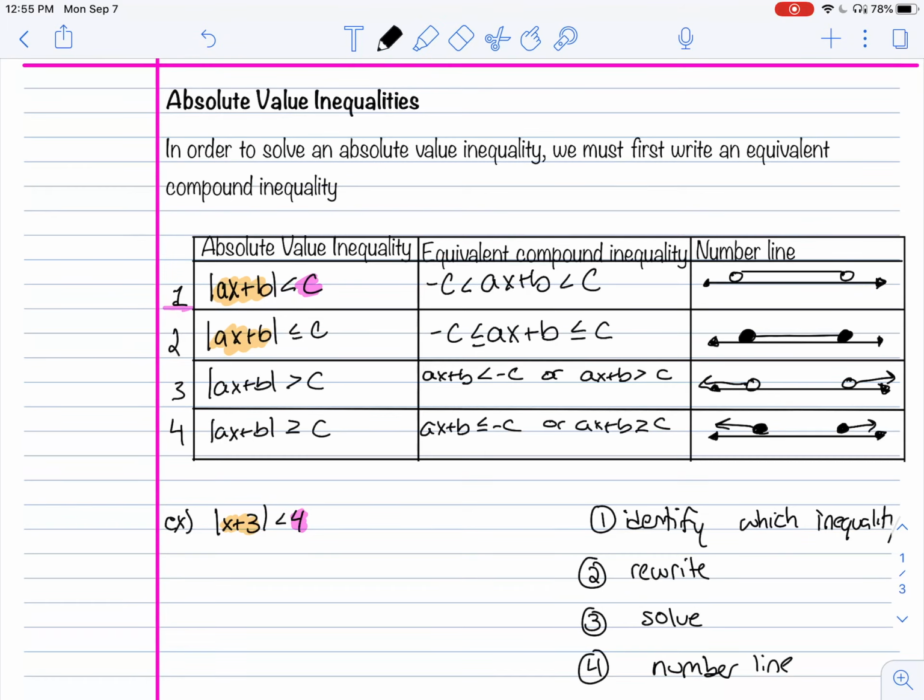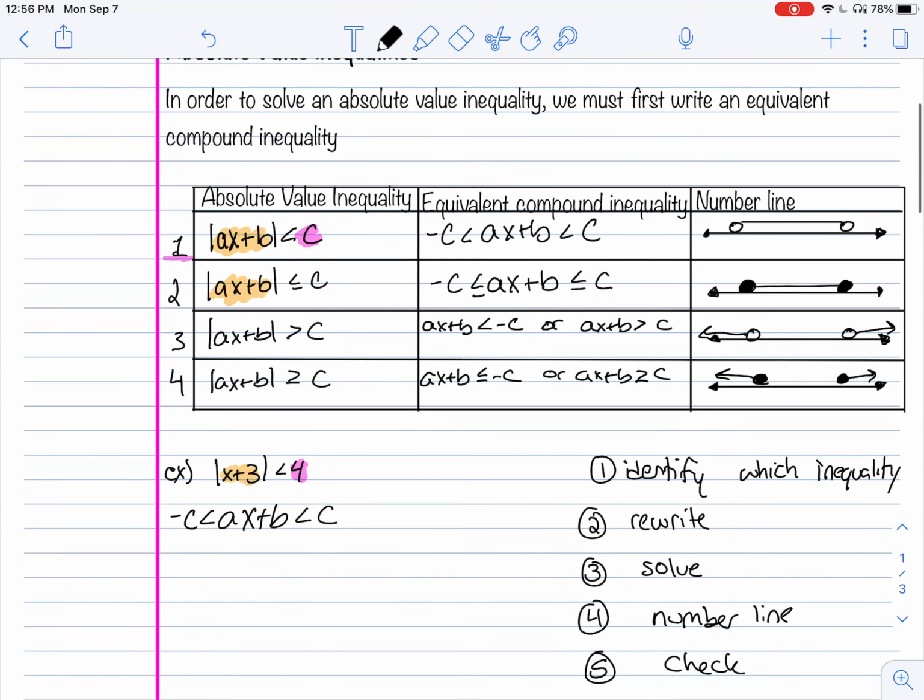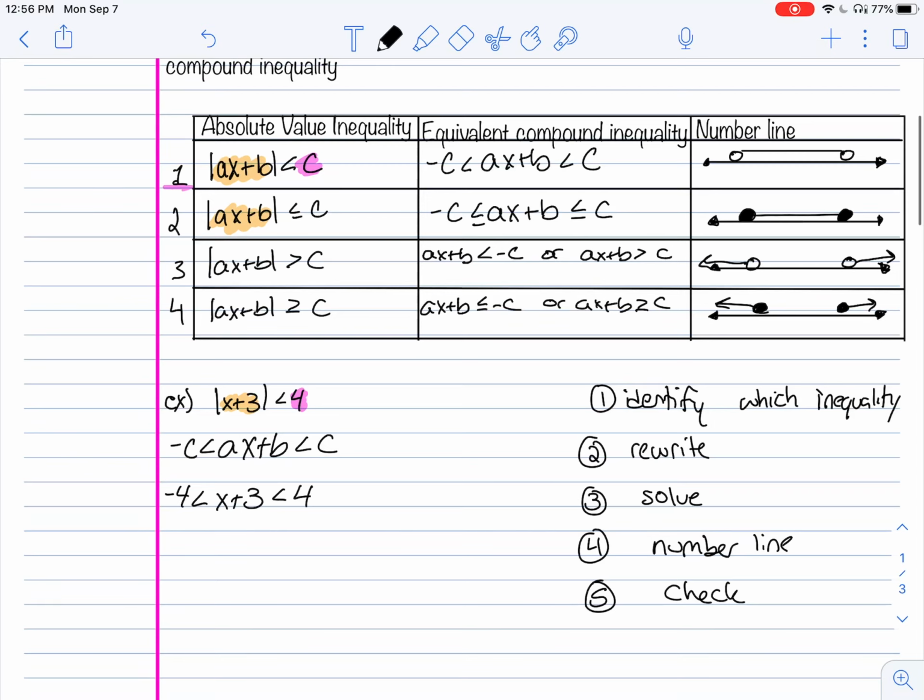So what I have to do right now is rewrite this. My c value is 4, so I have negative c less than ax plus b, which is less than positive c. So I'm going to have negative 4 less than, my ax plus b is x plus 3 here, which is less than positive 4. Now that we've rewritten it, we want to solve for x. So I'm going to split this up into kind of like two equations here, drawing a line down where each of my inequality symbols are.